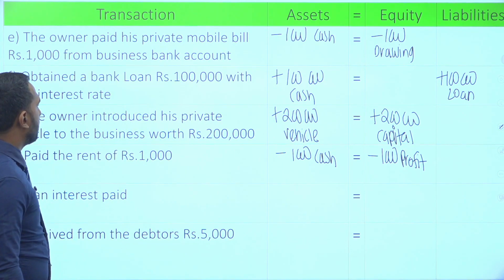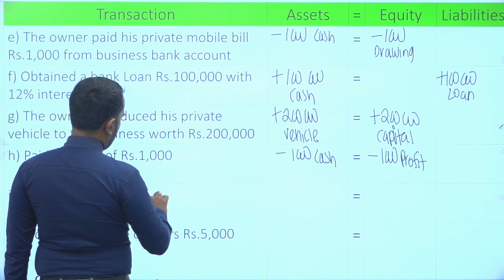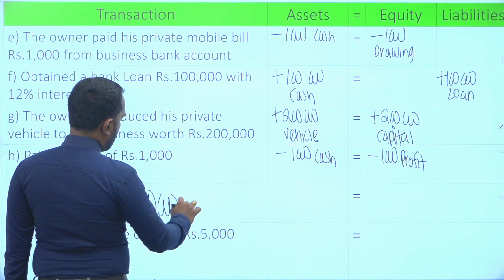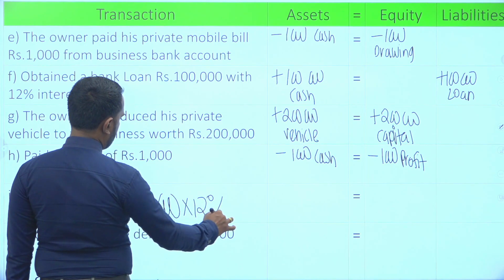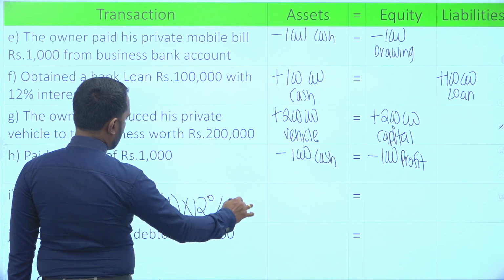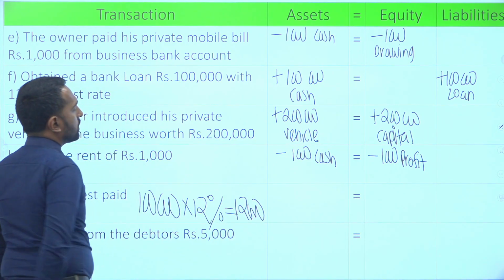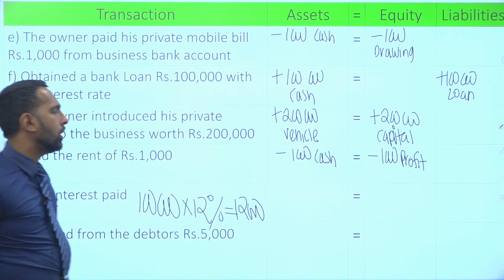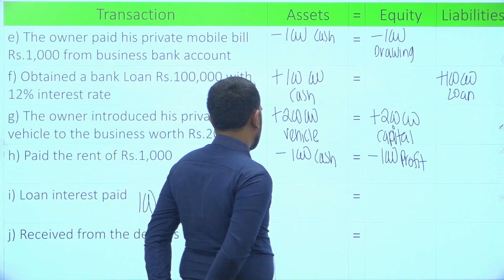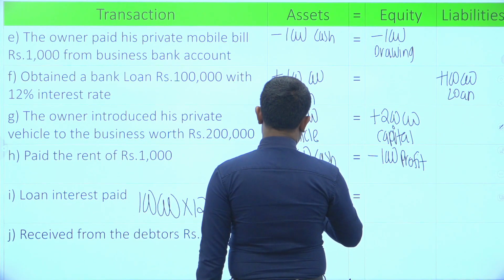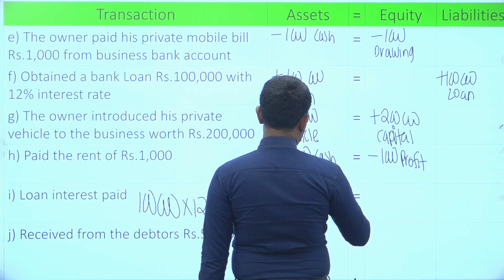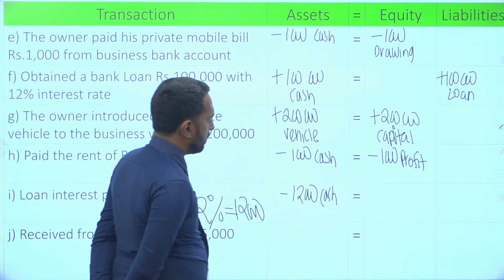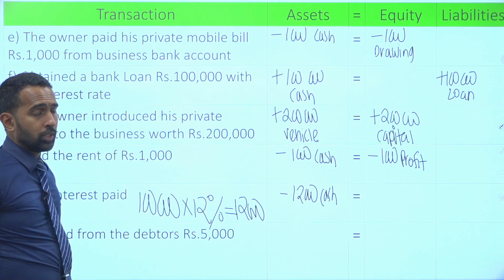Loan interest paid. We took a loan of one lakh at 12%. So at 12%, which is 12,000, the loan interest paid is 12,000. When you pay the loan interest, cash comes down, no? So minus 12,000 cash.